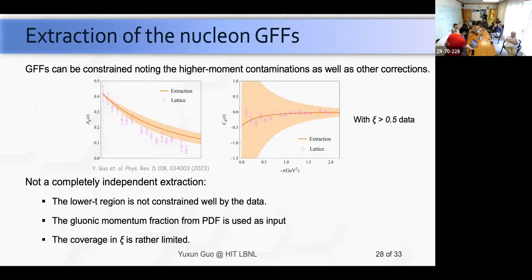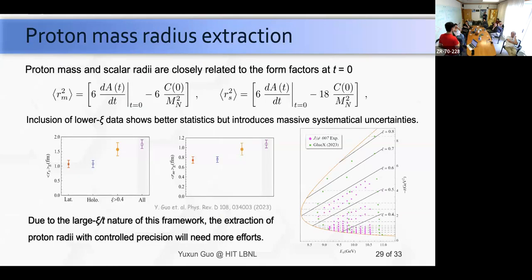One more thing to talk about is the mass radius, because this has been discussed, for instance, in the recent JLab measurements. What I want to mention is that the proton mass and scalar radii are closely related to the form factor at zero momentum transfer, because just like in the charge radius case, you measure charge form factors and take the derivative at zero momentum transfer. So all these radii are naturally local quantities at zero momentum transfer. That's the same thing here for the mass form factor.